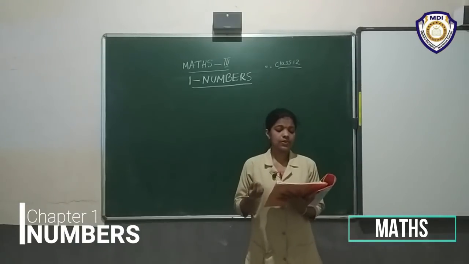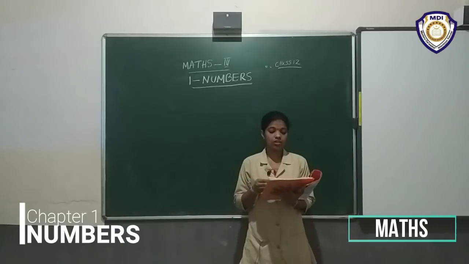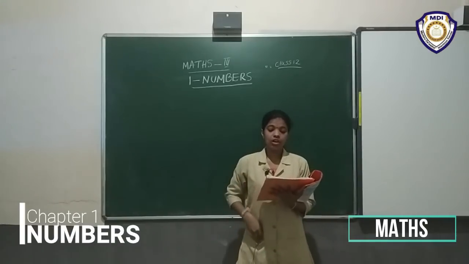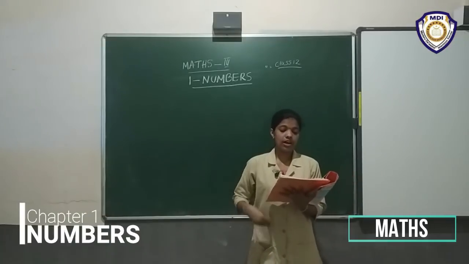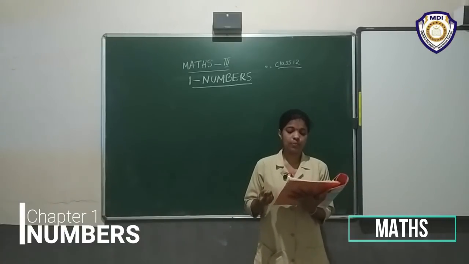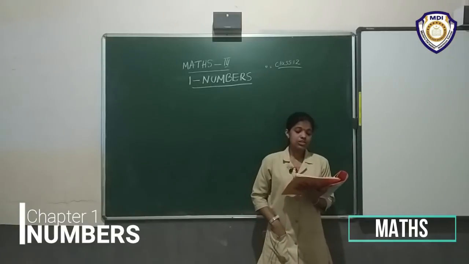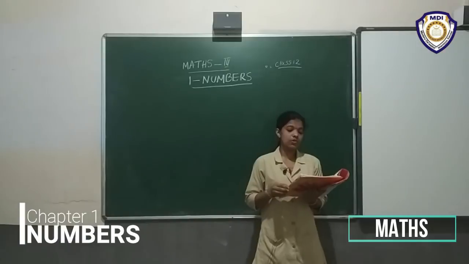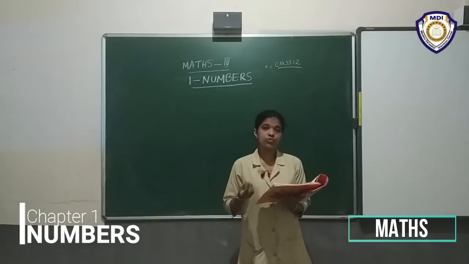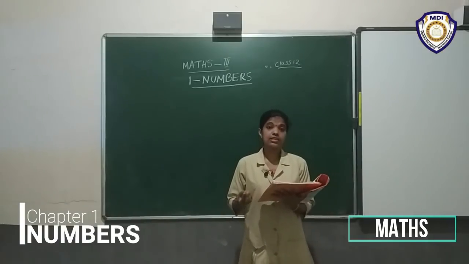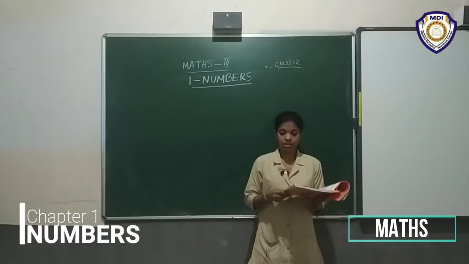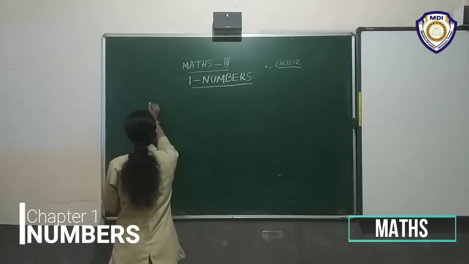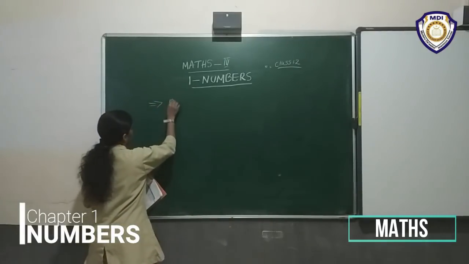What all things we studied in last class? Okay, 4-digit numbers, counting in thousand, and reading 4-digit numbers. Today we are going to learn about some topics: place value and face value, expanded form and short form, then successor and predecessor of a number. Our first topic, place value and face value.